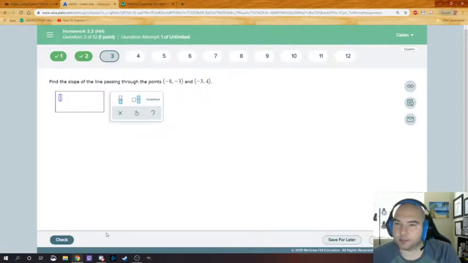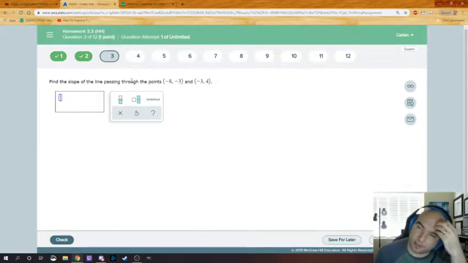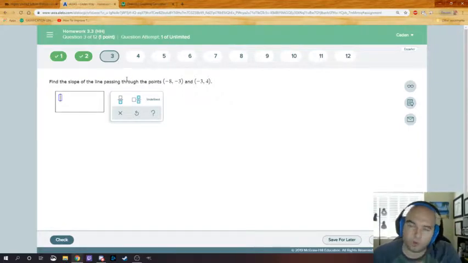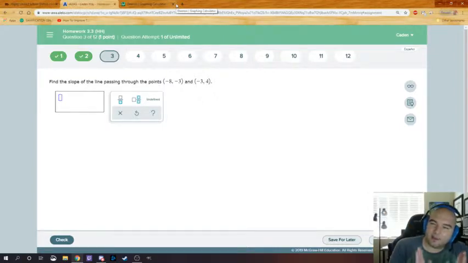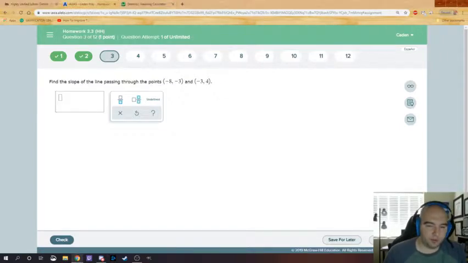Alright, next, find the slope of a line passing through the points -8, -3, and -3, 4. Now here's the deal on these problems. You should do it by hand. I'm gonna do one by hand, and then I'm gonna show you. I'm not saying I'm gonna use Desmos to do it some cheesy way. I'm just gonna use Desmos to do the work after these problems. So let me open Paint real quick.